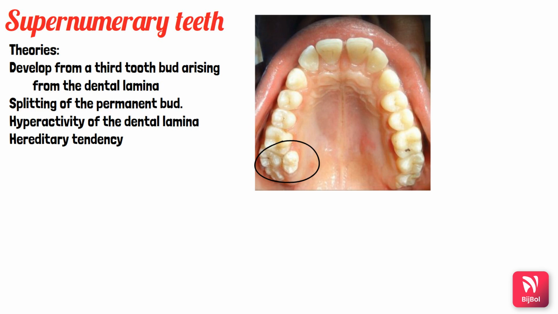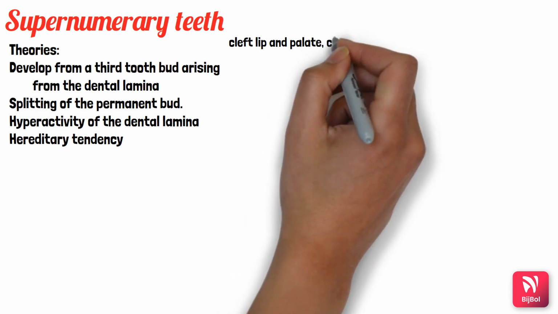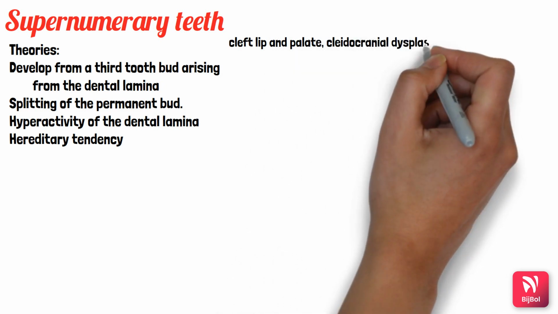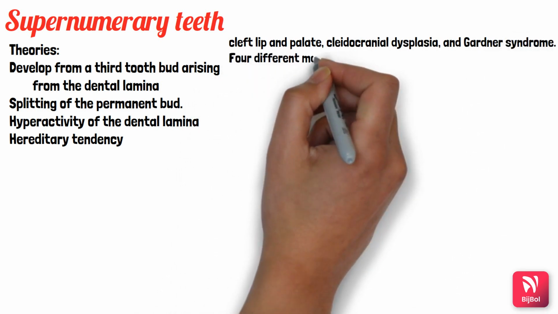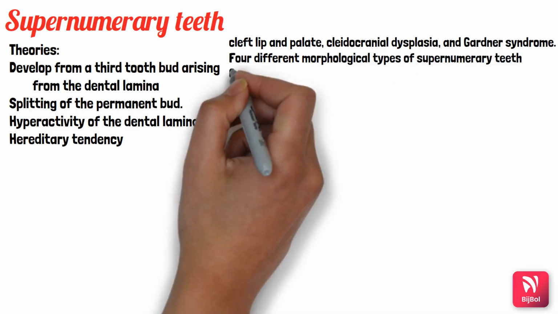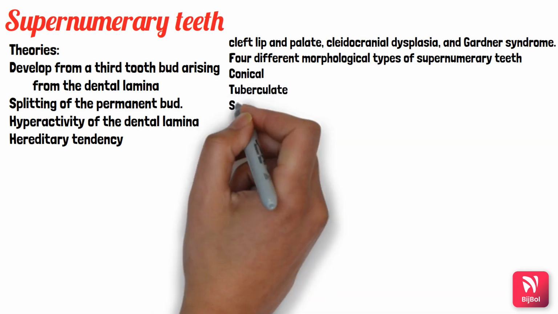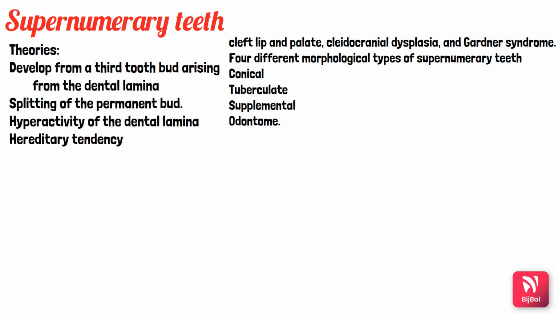These supernumerary teeth are seen in some conditions. That is, they are associated with conditions like cleft lip and palate, cleidocranial dysplasia and Gardner's syndrome. And based upon the morphological types, the supernumerary teeth are of 4 different varieties: conical, tuberculate, supplemental and odontome. Going on to the conical type, the example is mesiodens, which we have discussed before, which has converged mesial and distal surfaces representing the conical shape of the tooth.